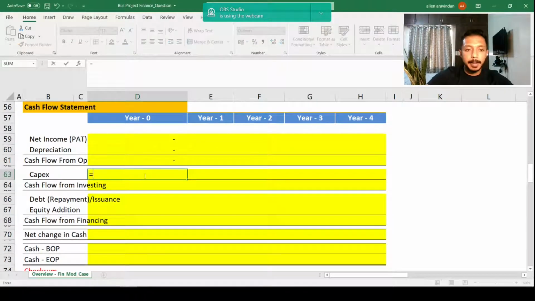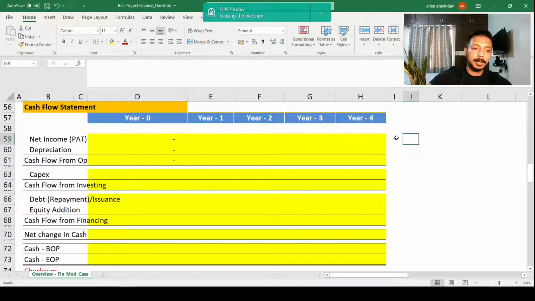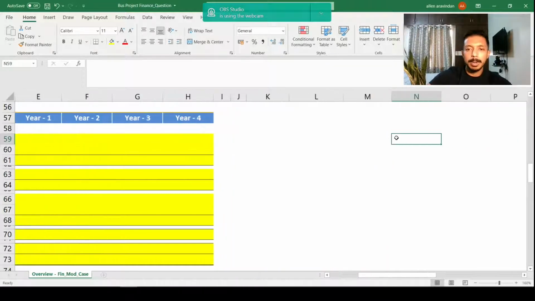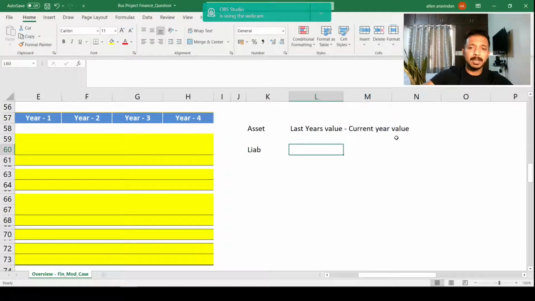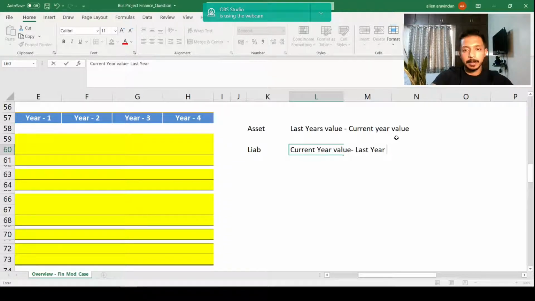Then capex. A very simple approach to calculating the capex and the debt repayment is to remember a simple principle for asset and a different one for liability. If it's an asset, in the cash flow statement you do last year's value minus current year value. If it's a liability, it's current year value minus last year value, right?